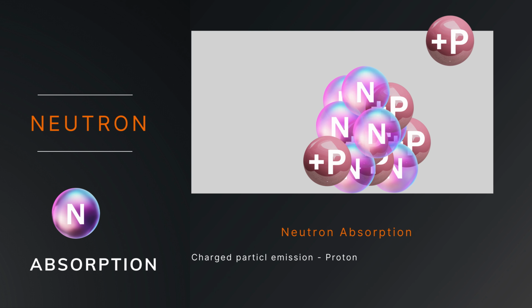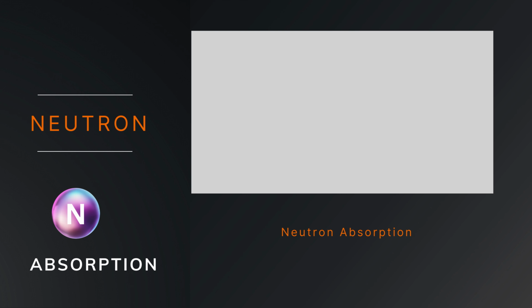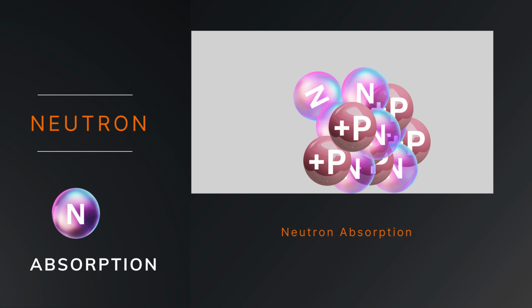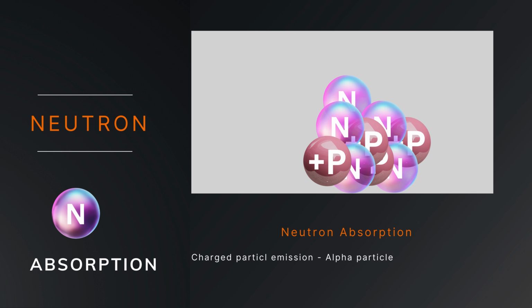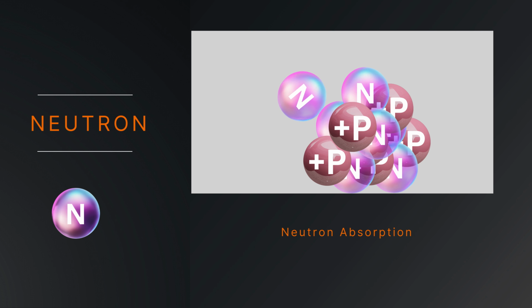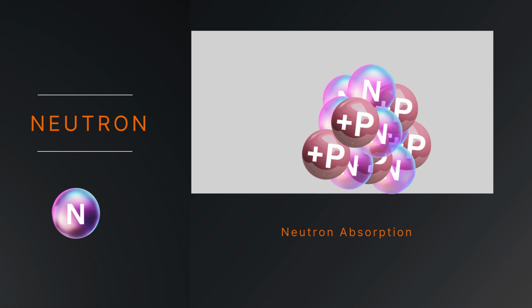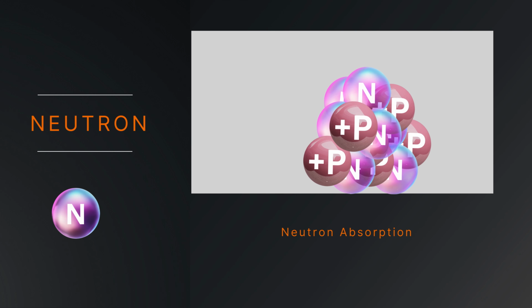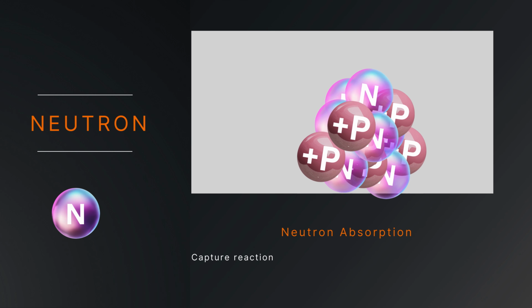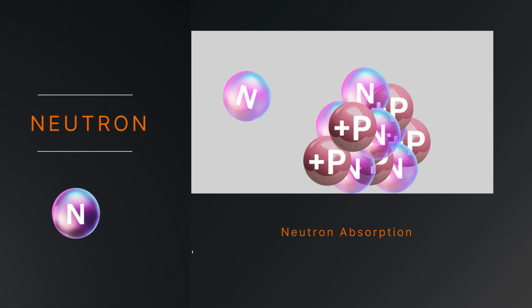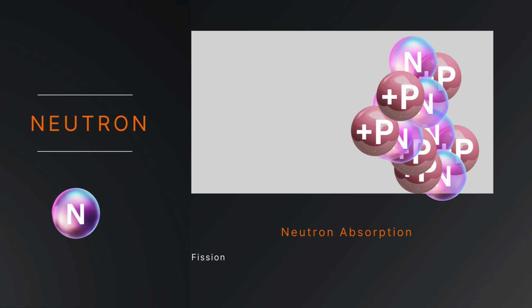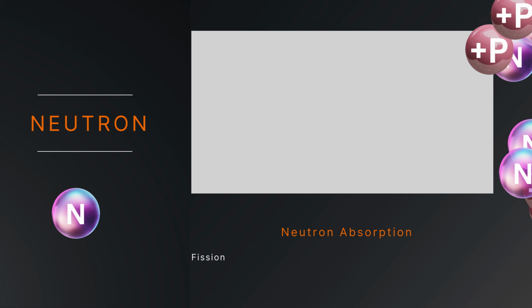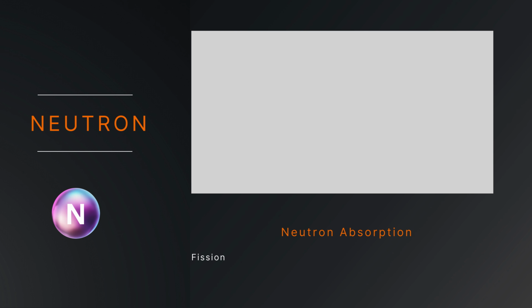particle like proton or alpha. If after particle emission the nucleus is still in the excited state, it will also emit gamma radiation. In some cases, the nucleus emits only gamma radiation to go back to the stable state. In this case, this interaction is called capture reaction. Fission. In the fission, the target nucleus gains enough energy to split into two new nuclei.